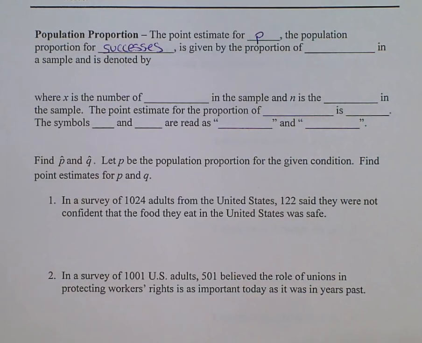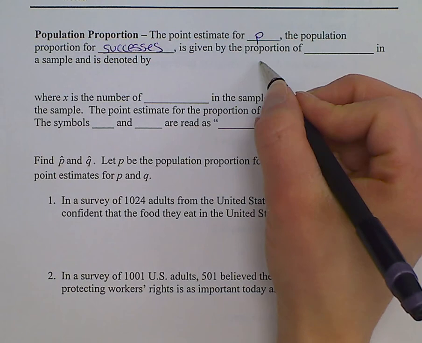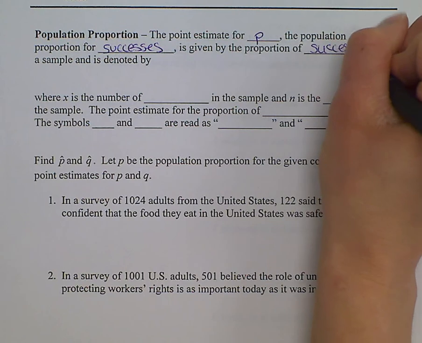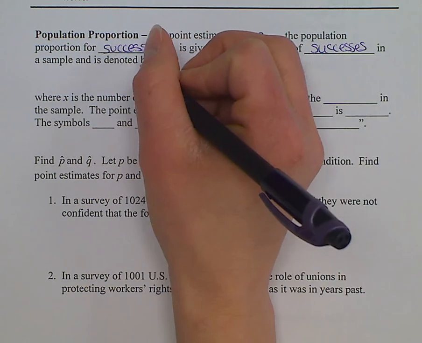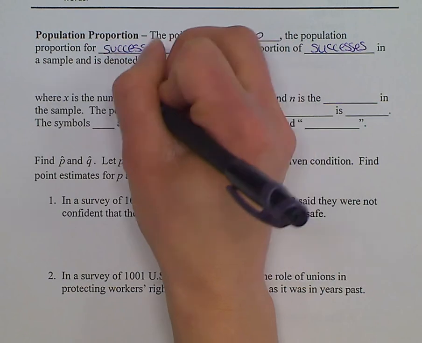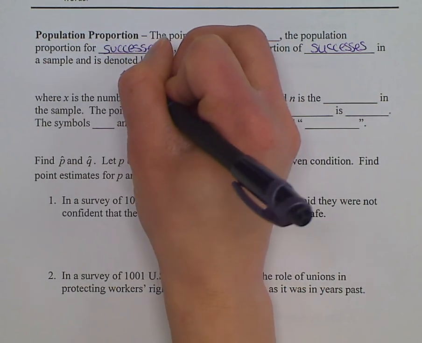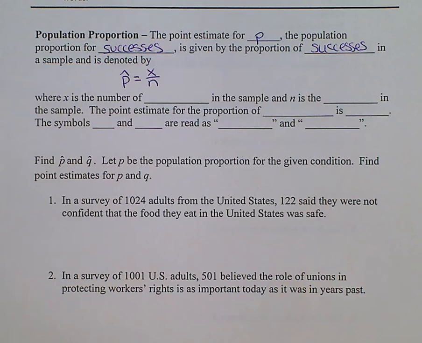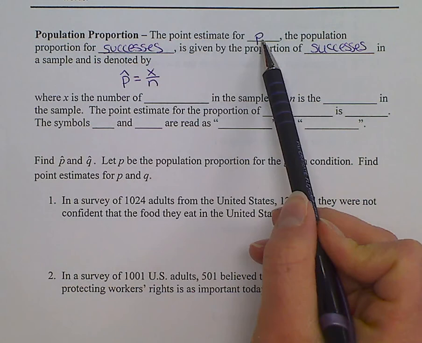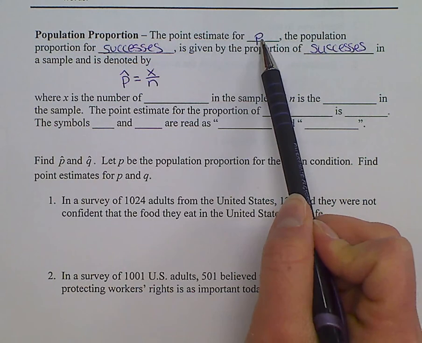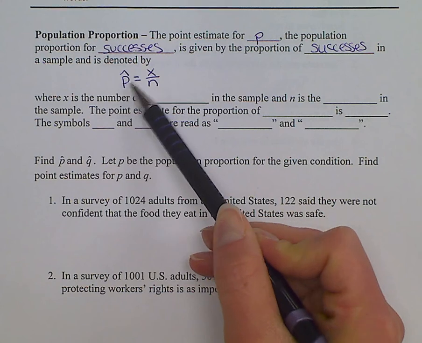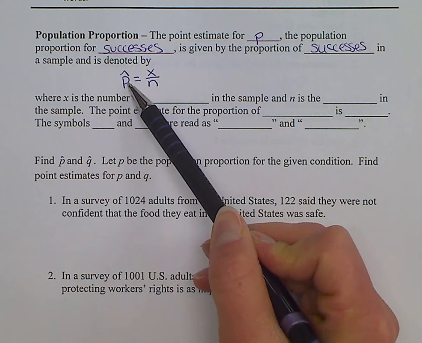It is given by the portion of successes in a sample and is denoted by P with the caret symbol on top equals X divided by N. So P represents your population proportion. P with this little symbol on top represents your sample proportion.